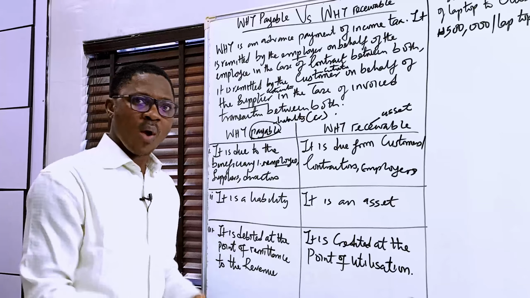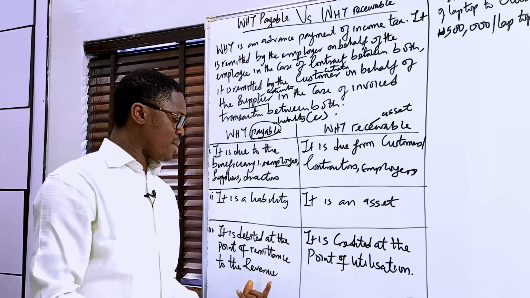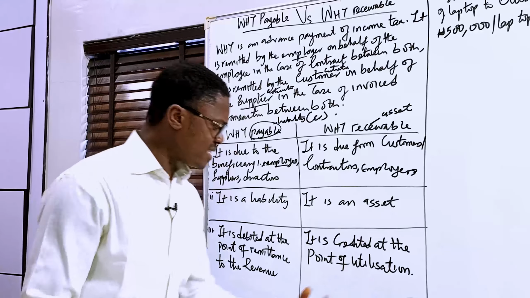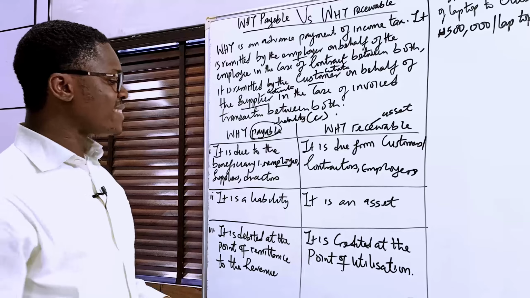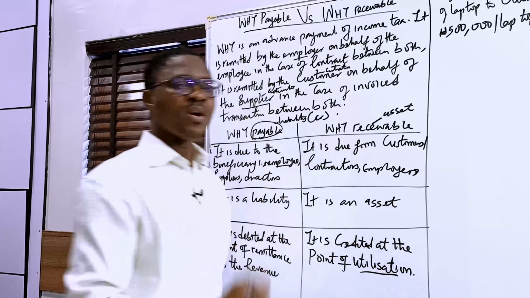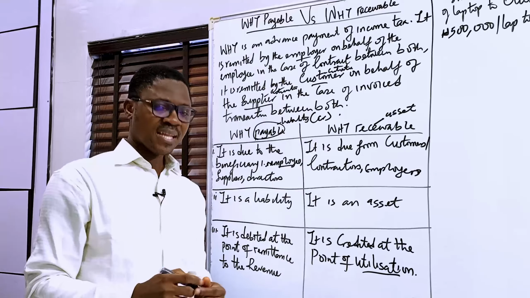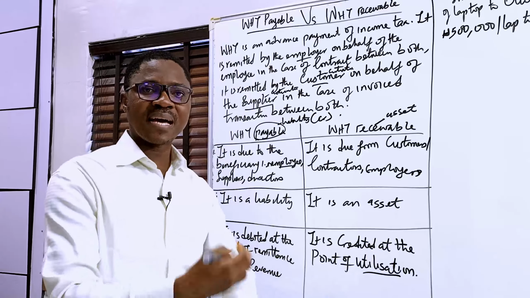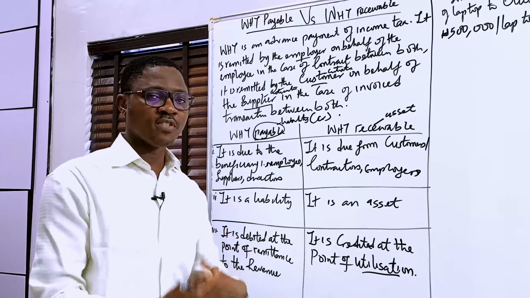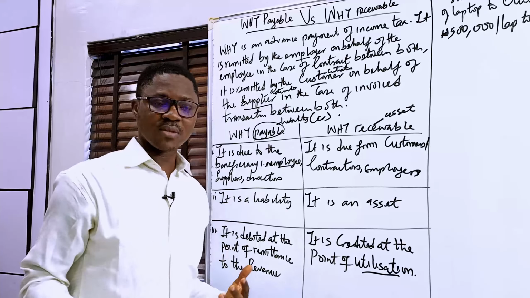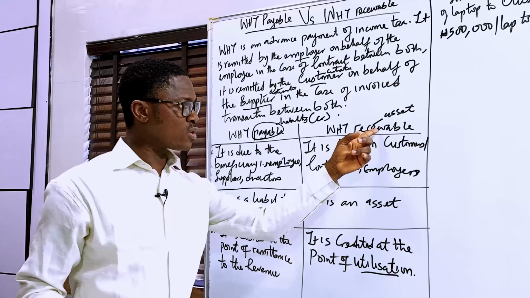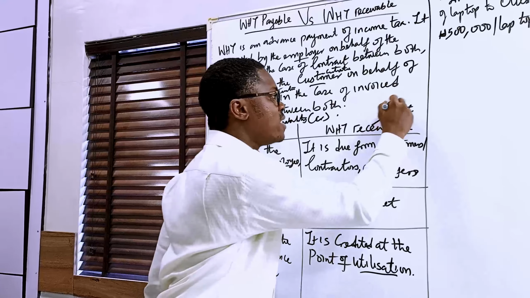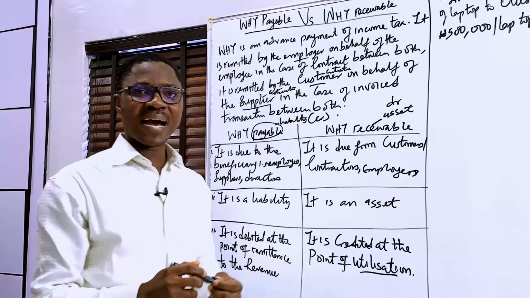But at the point when it will be remitted, withholding tax payable will be debited and the bank will be credited. In this instance, withholding tax receivable is credited at the point of utilization. What is this saying? All the while that the customers are withholding the tax and remitting on behalf of the supplier or contractor or the employee or directors, it will be debited. That is why it is receivable. That simply means that the natural balance, just as I said earlier, is a debit balance. So at the point it will be utilized, what will happen?